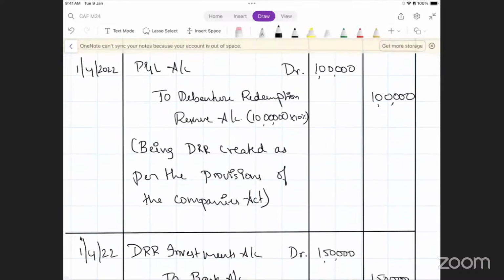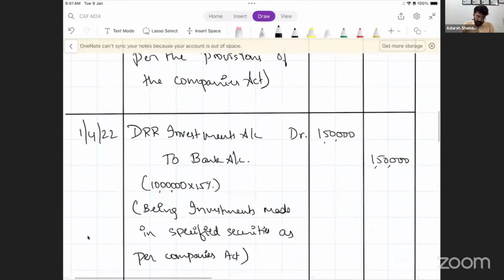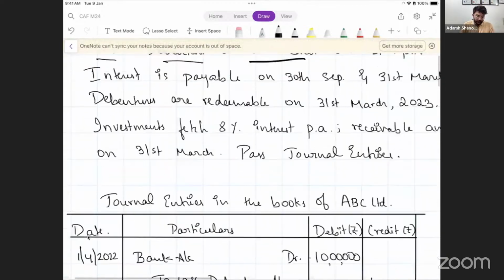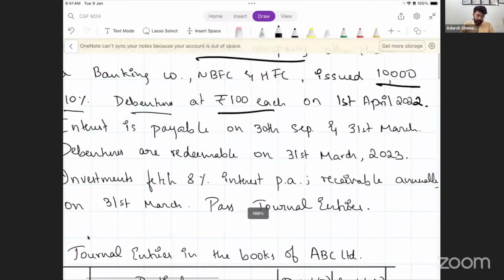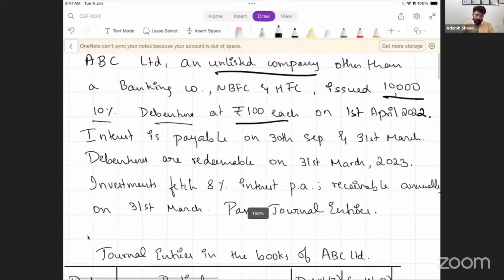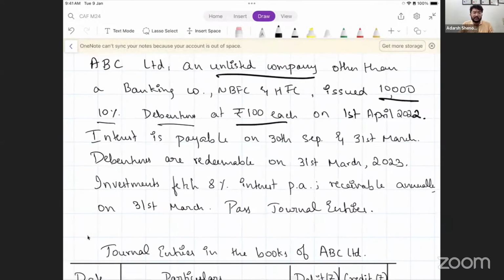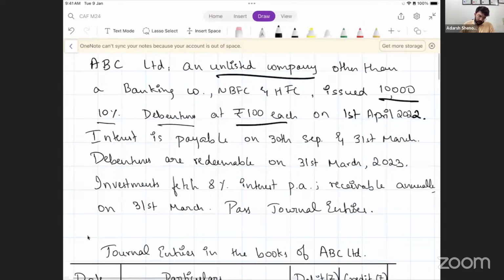That is done. After this, next, the routine entries during the year, the regular entries that we have to pass during the year, are only interest related entries and closing that interest and transferring it to profit and loss account. That's all you have to do. So there are two types of interest.